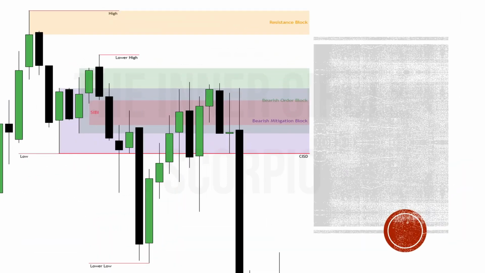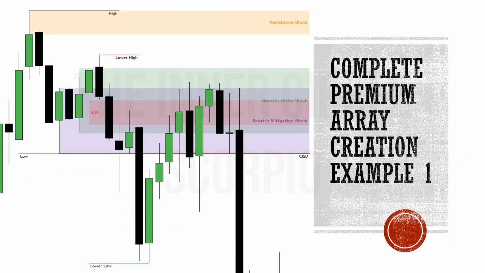Now we look at the complete example. It's a complete premium array creation example 1. We make a high, we make a resistance block, we make a low, we make a lower high, and then we make a lower low over here, which makes this a mitigation block, a bearish mitigation block.